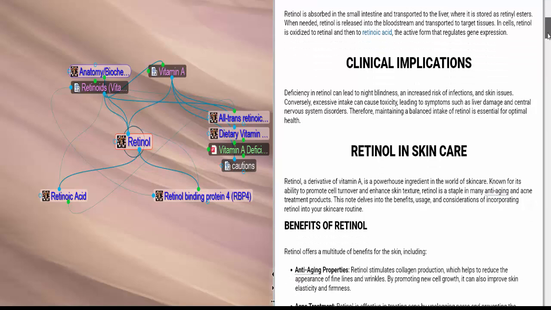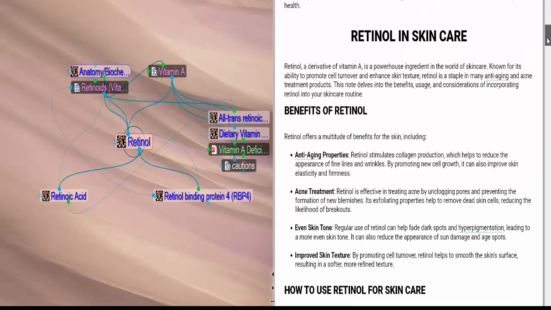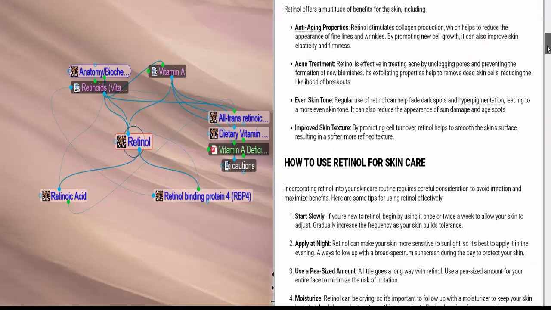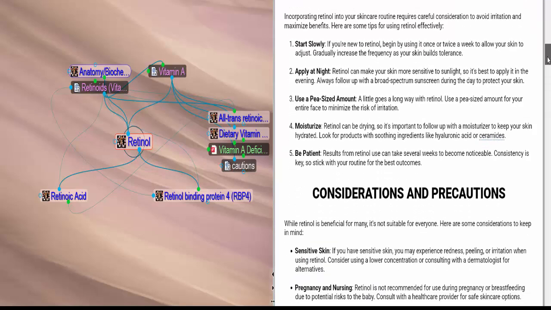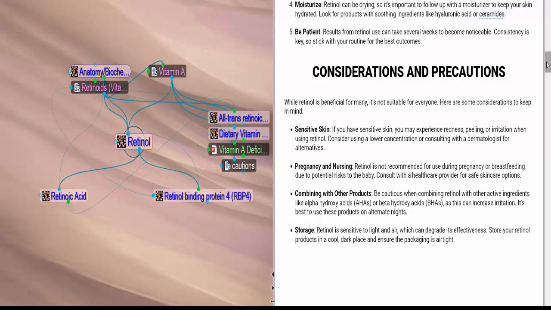Deficiency in retinol can lead to night blindness, increased risk of infections, skin issues, and unfortunately, excessive intake can cause toxicity. So you have to be careful with supplements. As far as its benefits in skincare, that's here. There's a lot about using it for skincare. And there, of course, are some considerations and precautions. Now let's move to retinoic acid.